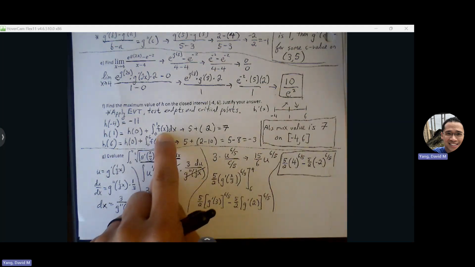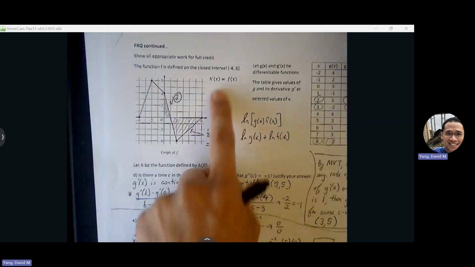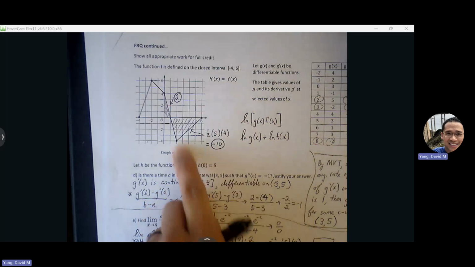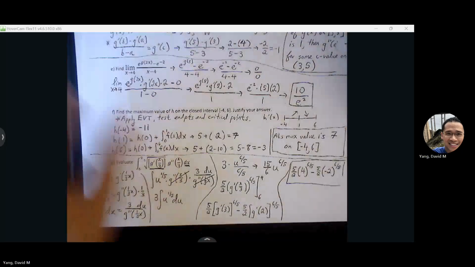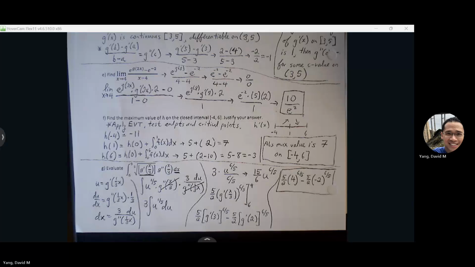Oh, or I can call this h prime. I should use f of x because they say f is h prime, and I'm just referring to this f. But you can say h prime. Oh, you mean for this? Yeah, it's always going to have to be h prime. It's always going to have to be the area under the derivative graph that's going to give us the displacement.